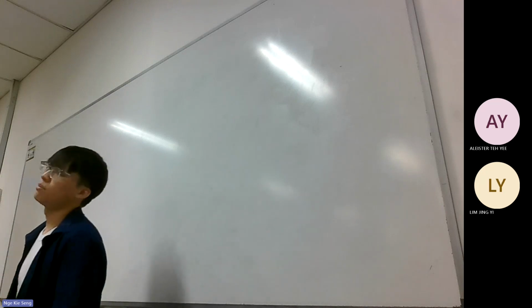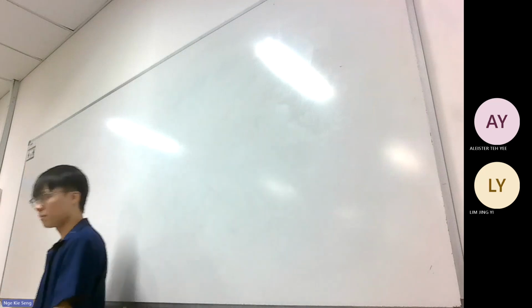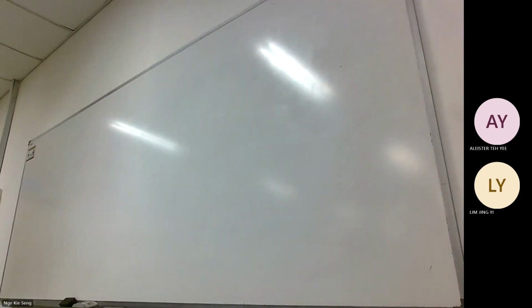Postulate 5 says that every quantum system has to obey the Schrodinger equation. Let me write it down. This is the time independent Schrodinger equation.